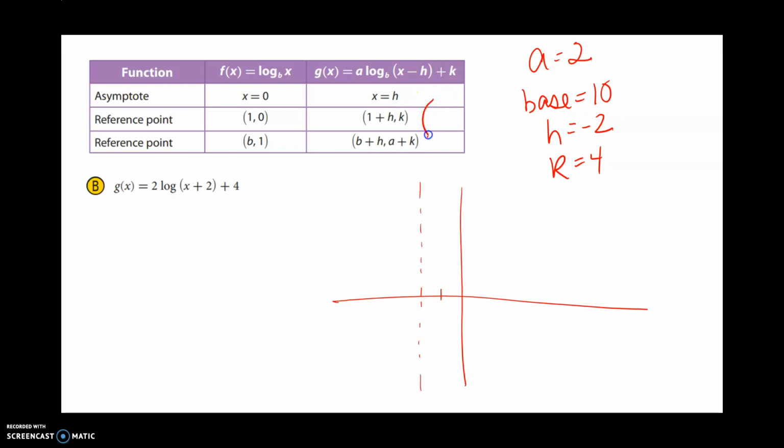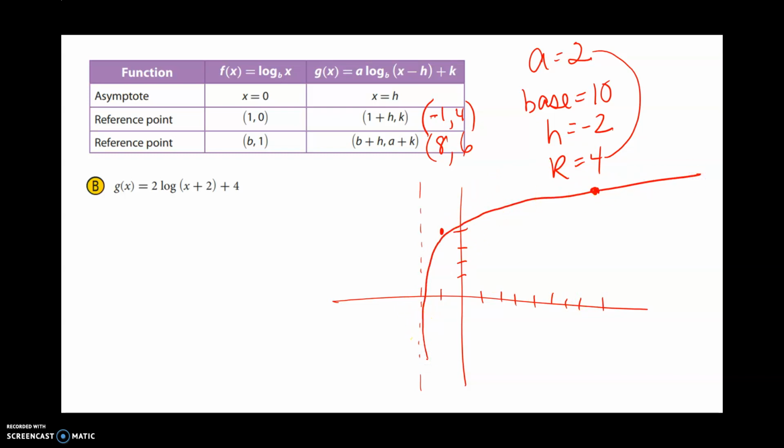All right, so our first reference point is 1 plus h. 1 minus 2 is -1. And k, -1, 4. Okay, our second reference point is b plus h. 10 minus 2 is 8. A plus k is 6. So 8. 1, 2, 3, 4, 5, 6, 7, 8. And 6. 4, 5, 6. So it's something like this. There's our log function for this one.